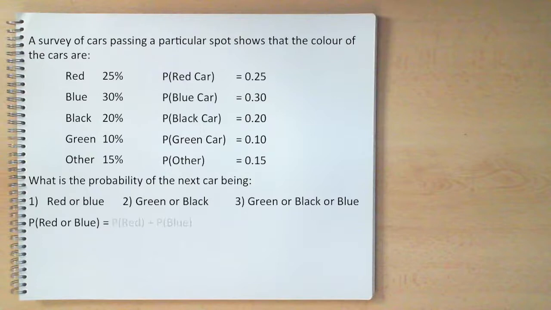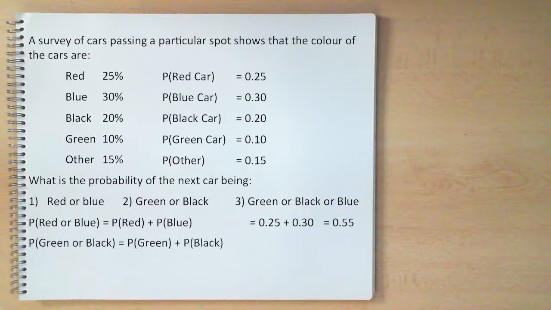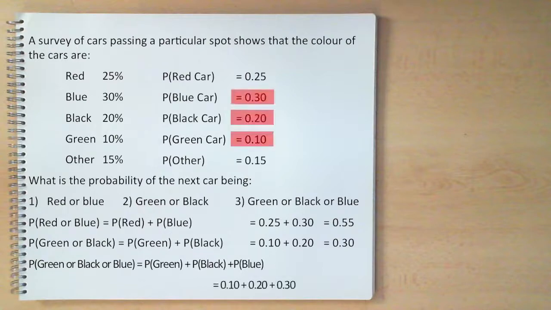Well, the probability of red or blue is the probability of red plus the probability of blue, and that's 0.25 plus 0.3, which gives us 0.55. The probability of green or black is the probability of green plus the probability of black, which is 0.2 plus 0.1, which equals 0.3. And finally, the probability of green or black or blue is the probability of green plus the probability of black plus the probability of blue, 0.1 plus 0.2 plus 0.3, which gives us 0.6.